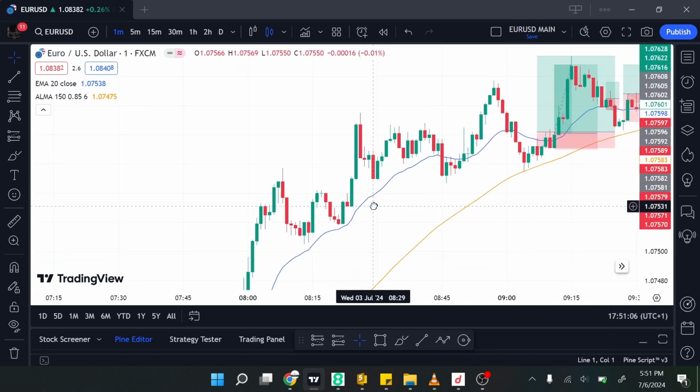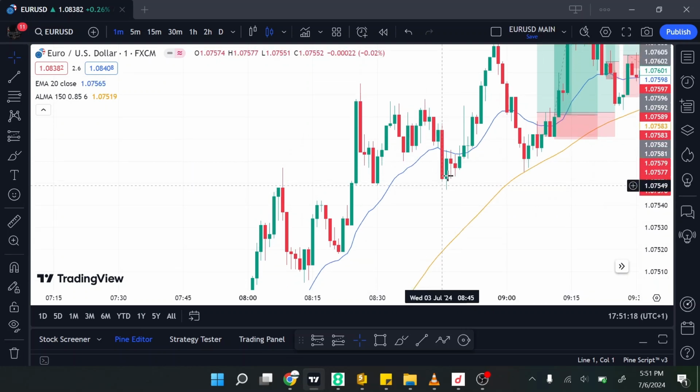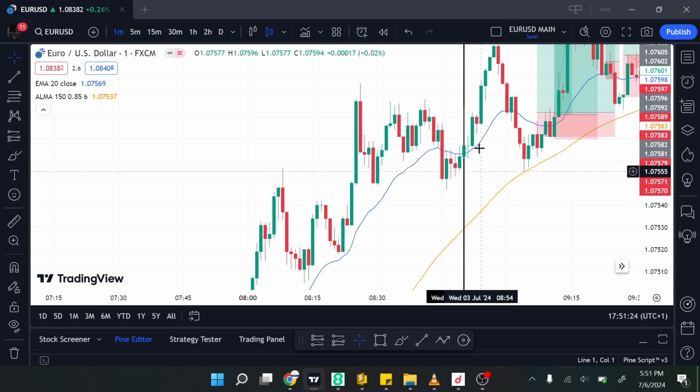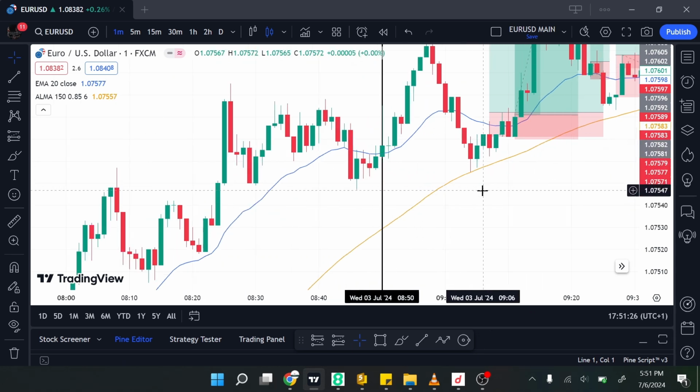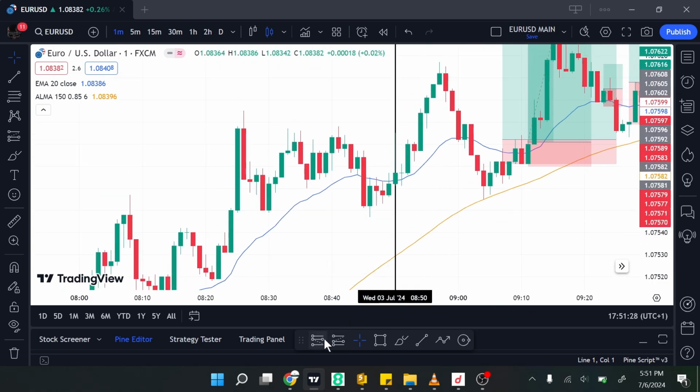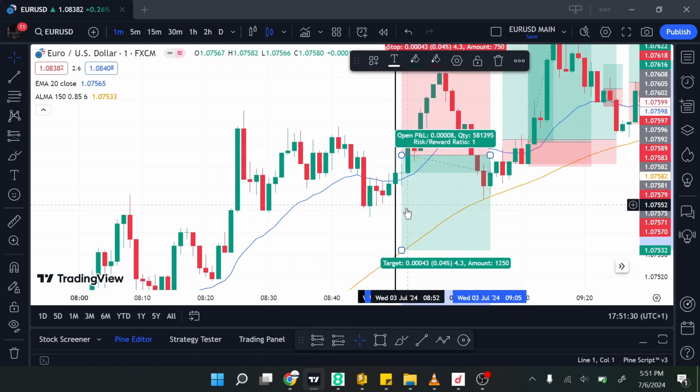Now, how to get entries? First of all, I want price to close below the EMA. For context, this blue line is the exponential moving average of 20 periods. So I want price to first of all close below it, just like this, and then close above it. Now, this particular candle I've highlighted here closed above the EMA line. So our entry is going to be the break of that candle.